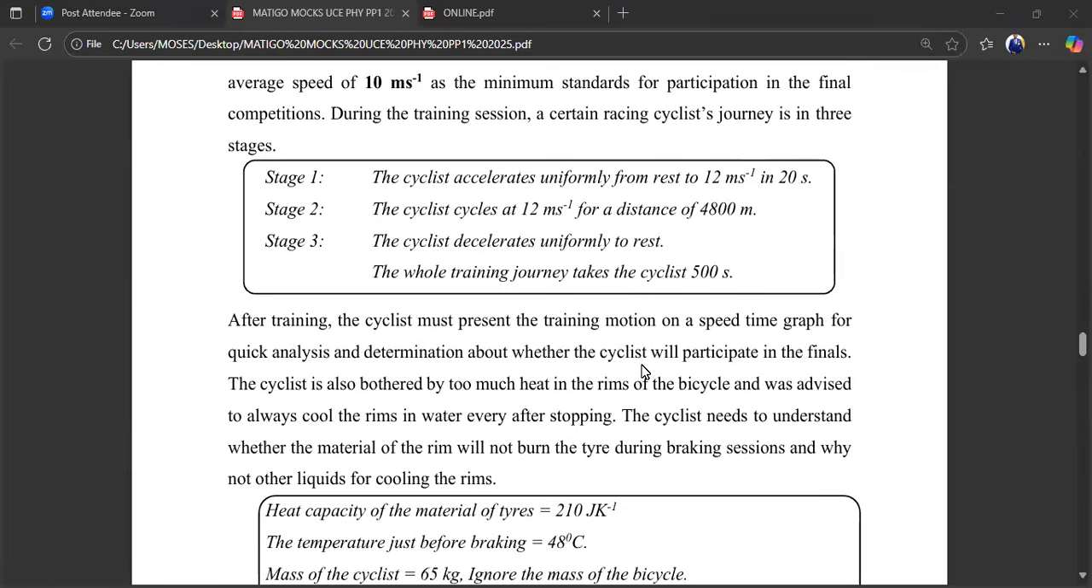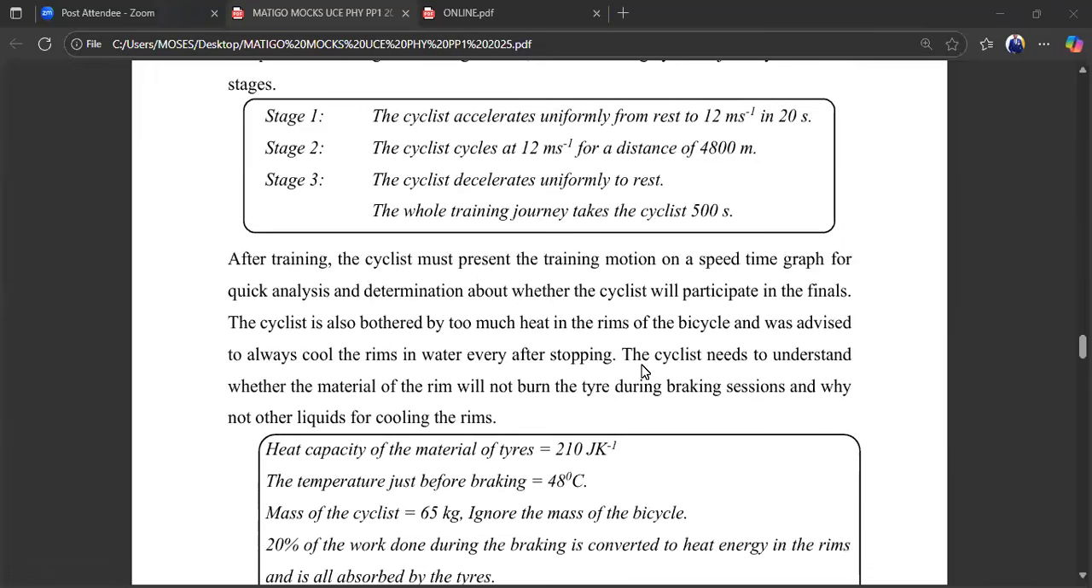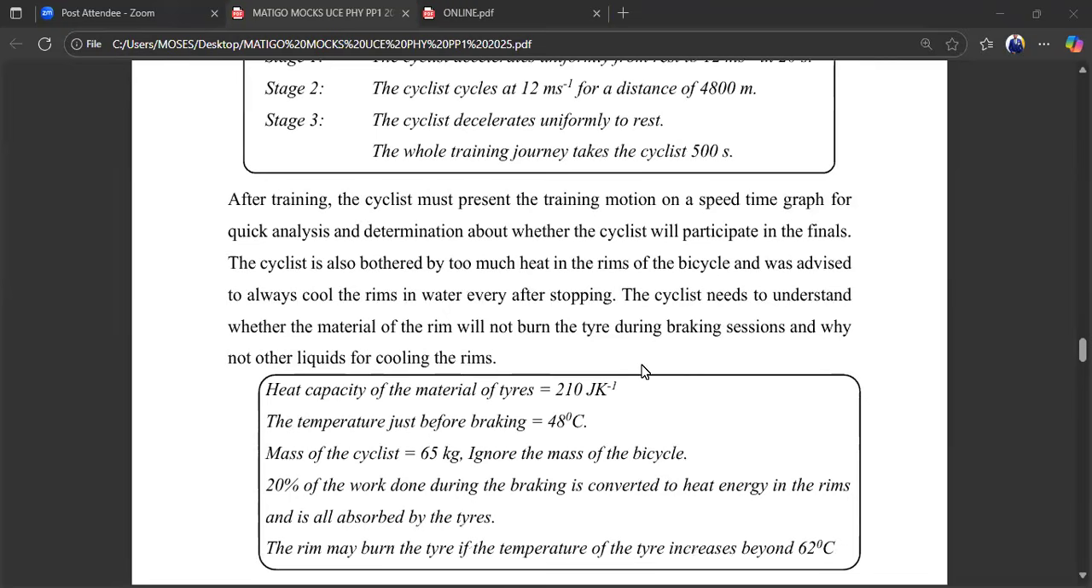Then we have the heat capacity of the material of the tires, which is 210 joules per Kelvin. The temperature just before braking is 48 degrees Celsius. Mass of the cyclist is 65 kg, ignore the mass of the bicycle. Then 20% of the work done during the braking is converted to heat energy in the rims and is also absorbed by the tires. The rim may burn the tire if the temperature of the tire increases beyond 62 degrees Celsius. That is our item.